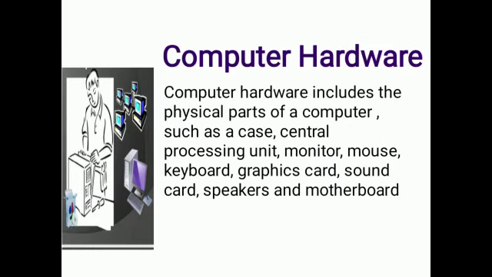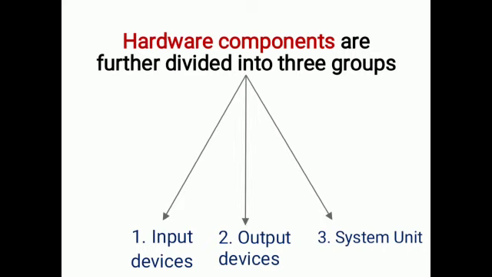Let us know about computer hardware. Computer hardware includes the physical parts of a computer such as the case, central processing unit, monitor, mouse, keyboard, graphics card, sound card, speakers and motherboard. Hardware components are further divided into three groups. First one, input devices. Second one, output devices. Third one, system unit. Let us learn one by one.